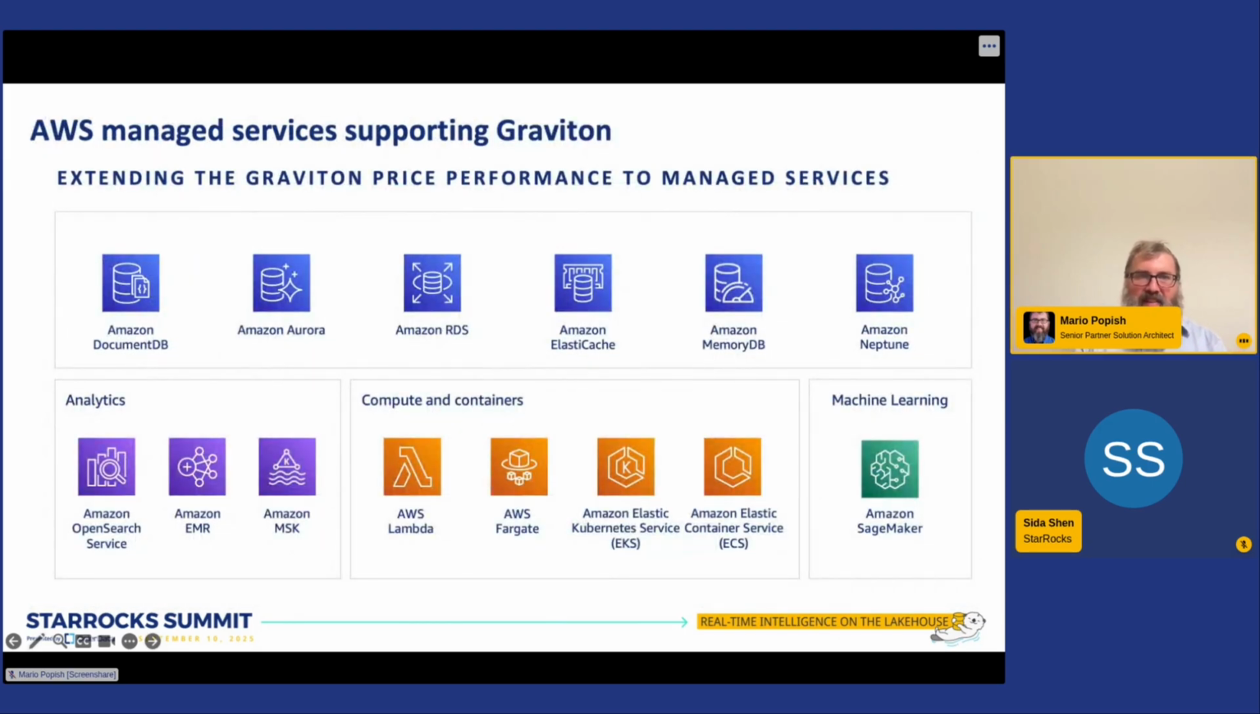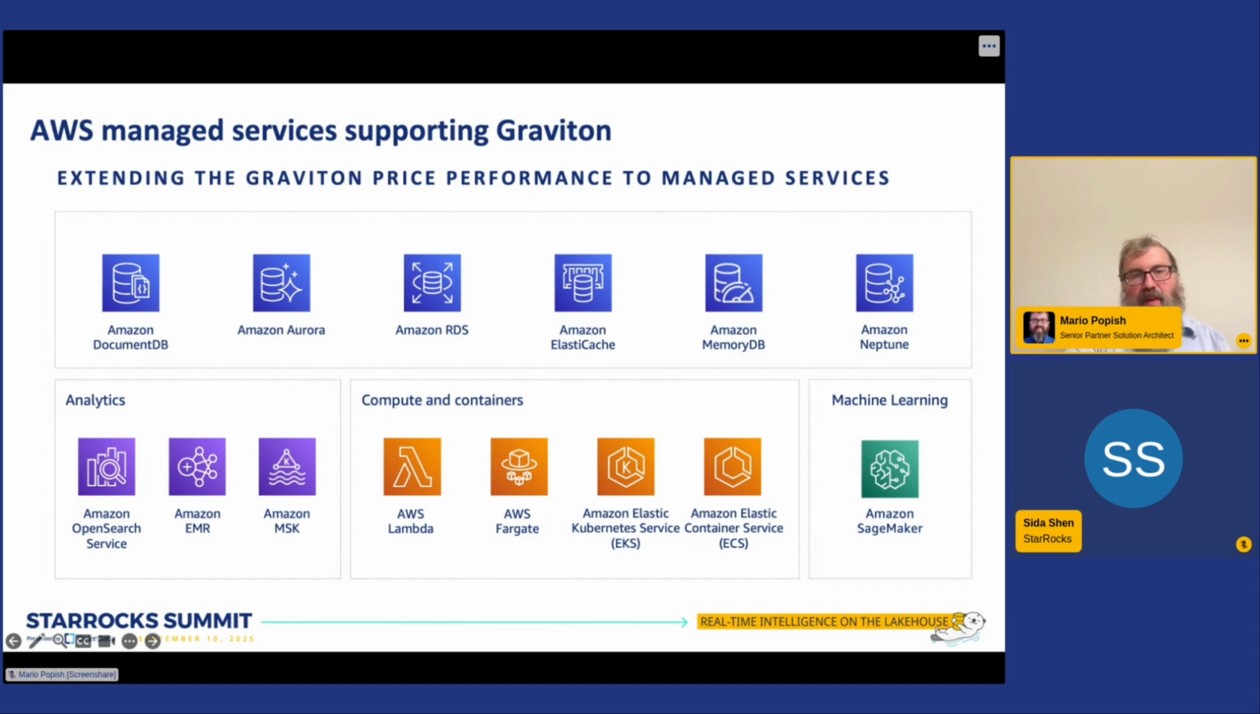I told you that AWS managed services that expose instance choice, lots of those support Graviton. This list is ever growing. Since we're here really to talk about EC2, I just wanted to share this with you to say, if you're using other Amazon Web Services that expose instance choice, check out the Graviton offerings.